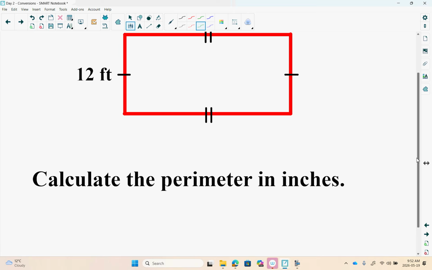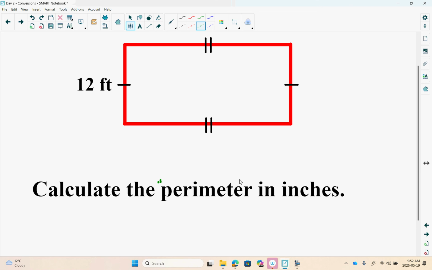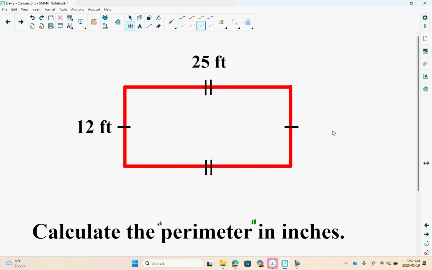Okay? What does the perimeter mean? What's that word mean? What shape do I have in this question? It's a rectangle. It means that these two sides are equal, so this side would also be 12 feet. And this side down here would be what? The bottom would be equal to the top. You can go base by height, or you could call this the length and this the width, it doesn't matter.